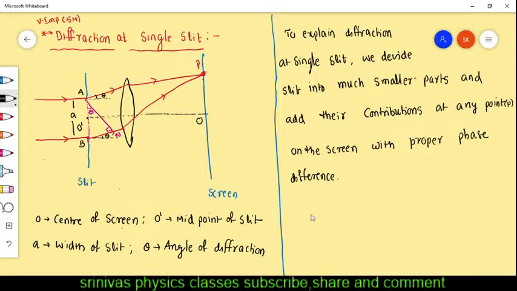And then next, I want to find out the path difference between the light waves coming from the two edges of the slit.